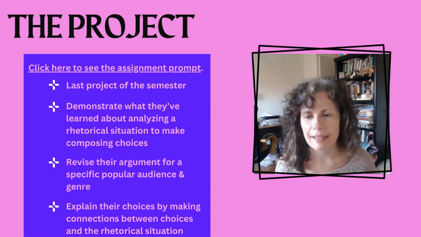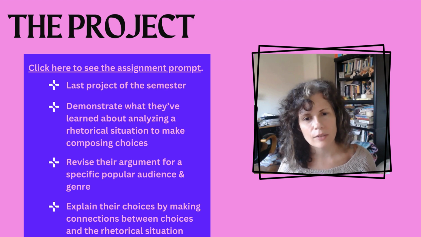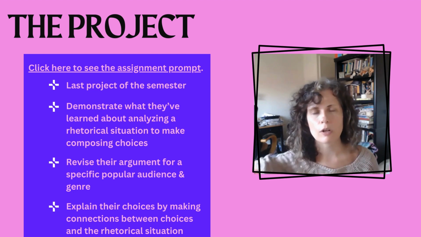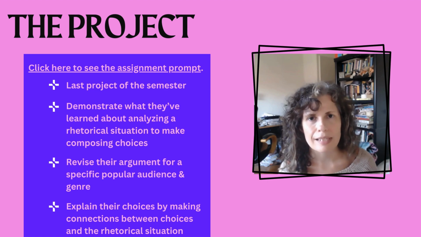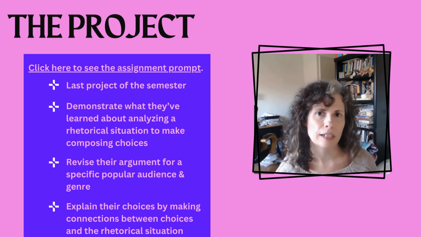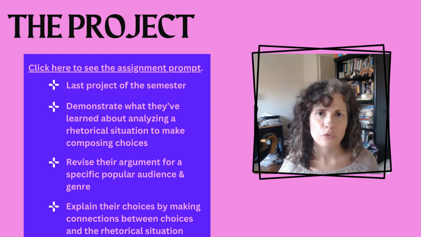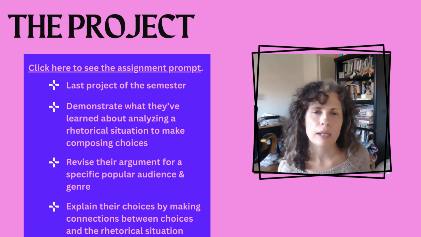And of course, it's not just the genre flip that they're doing, taking what they've already written about and turning it into an argument in a different genre for a different audience. The big part of this assignment really is that explanation of choices, where we practice explicitly identifying choices that we've made using evidence from their own work, their own text that they create, and linking it to things like their audience research and their genre research, which is stuff that we do in class. And I'll talk about that a little bit in following slides.